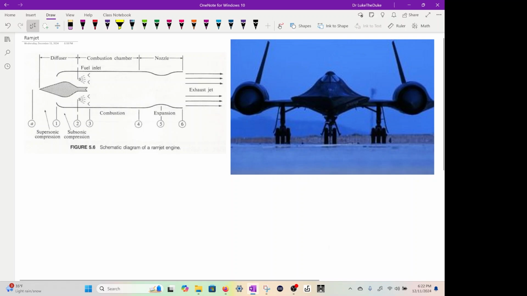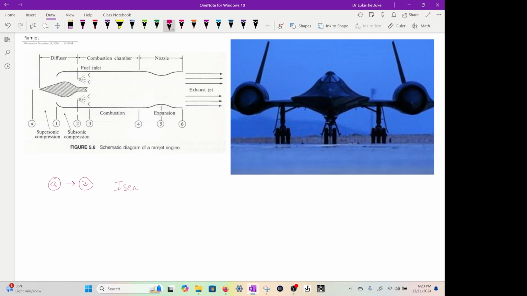Now I haven't talked about diverging, converging nozzles. That'll be in a later video. But just know we can get high speeds out of this exit. So what I want to do is analyze from A to 6 and show you the equations we can use to calculate the performance of these ramjets. All right, so let's look first from A to 2, right before the combustion chamber.